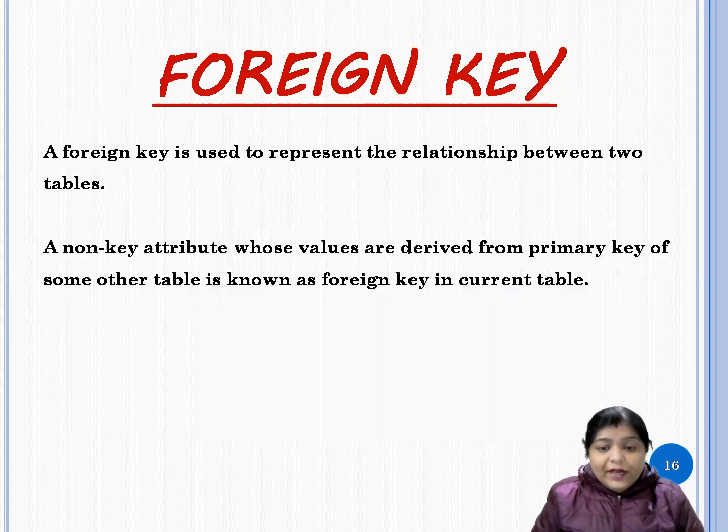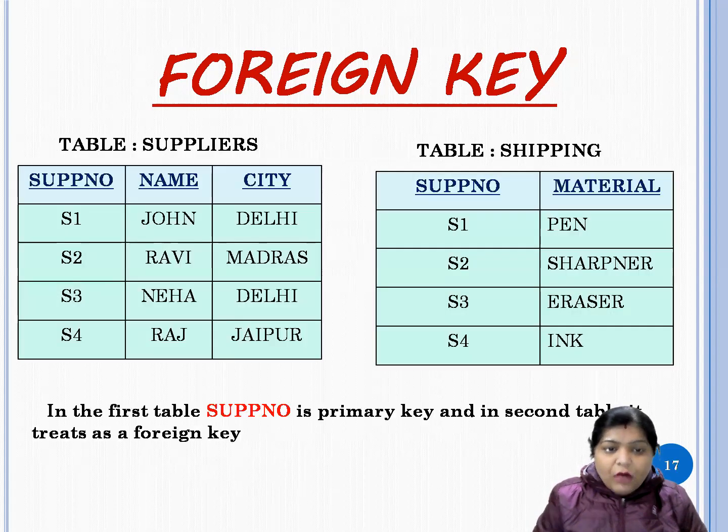Now, the next is a foreign key. What is a foreign key? It is used to represent the relationship between two tables. Firstly, it is basically the linking of two tables. A non-key attribute whose values are derived from the primary key of some other table is known as a foreign key in the current table. How do we see it? For example, in the supplier table, we have a primary key supply number, obviously, because it uniquely identifies the row in a particular table.